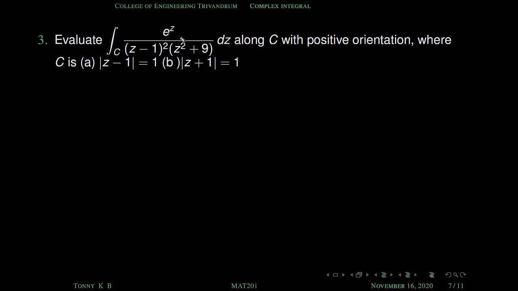Evaluate integral over C e raised to z by z minus 1 whole square into z square plus 9 dz along the curve C with the positive orientation, where the first one C is |z minus 1| equal to 1. So z minus 1 means this is our 1, radius also 1, so circle passing 0 and 2, and this is our function. Then how to evaluate this integration?